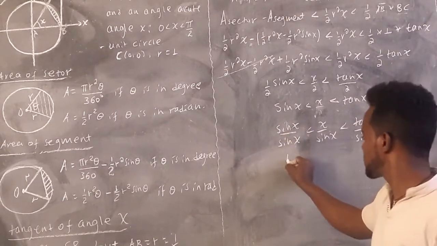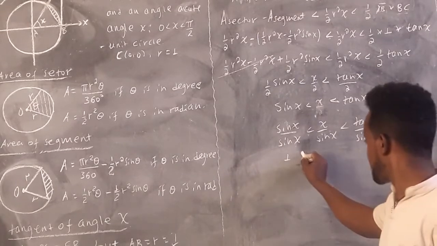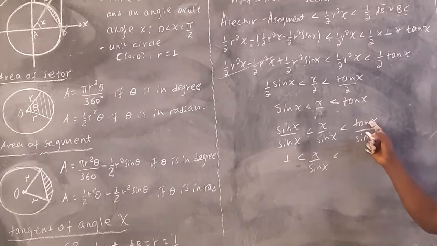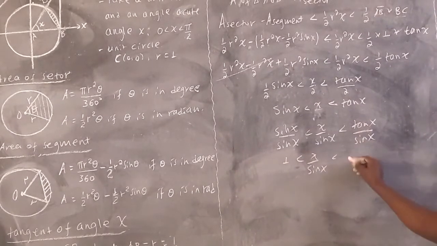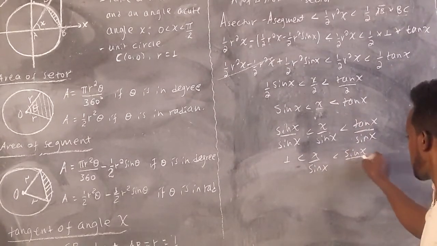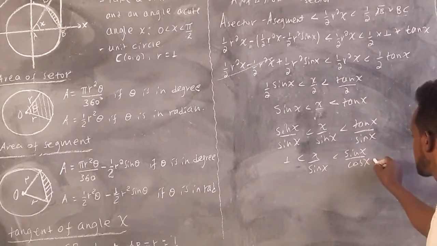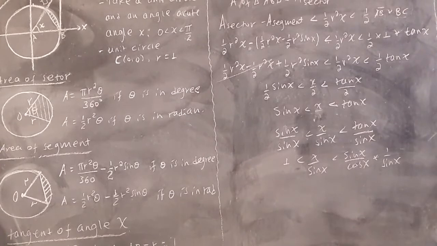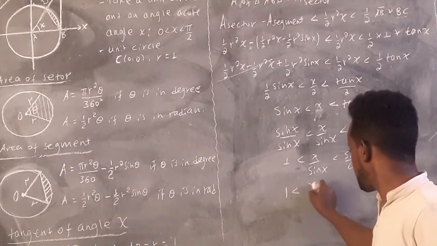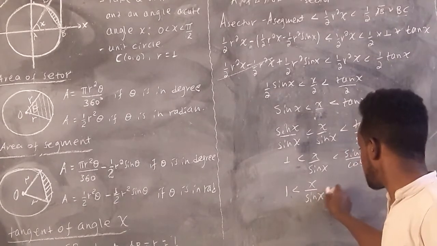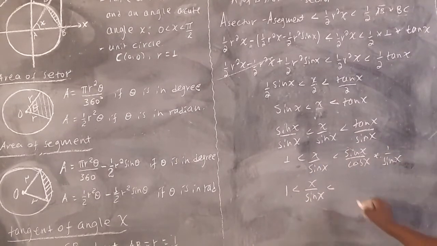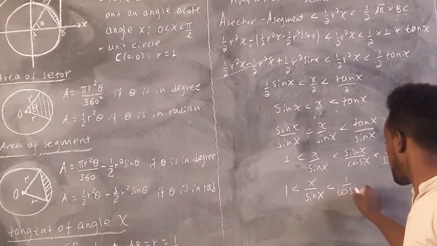Sin x over sin x is 1, less than x over sin x, less than, remember that tan x is sin x over cos x, times 1 over sin x. So 1 is less than x over sin x, less than, we can cancel sin x by sin x, which is 1 over cos x.